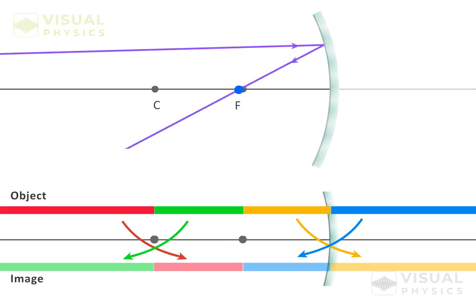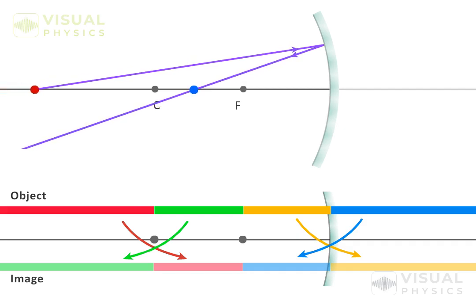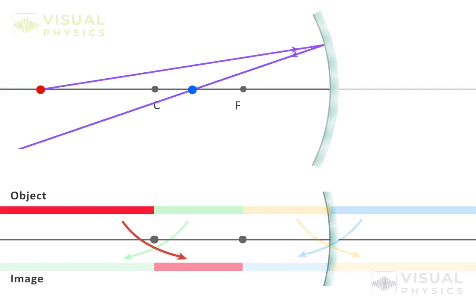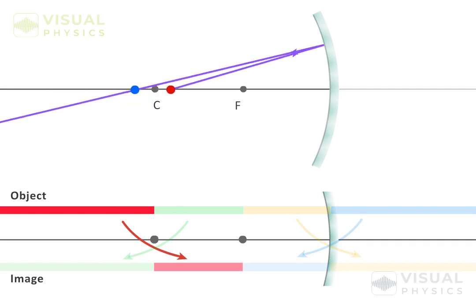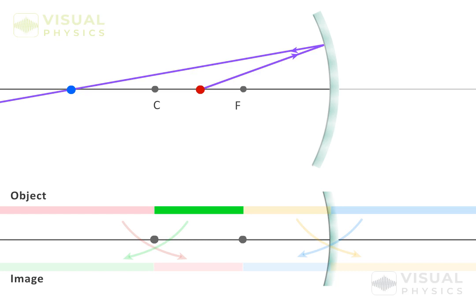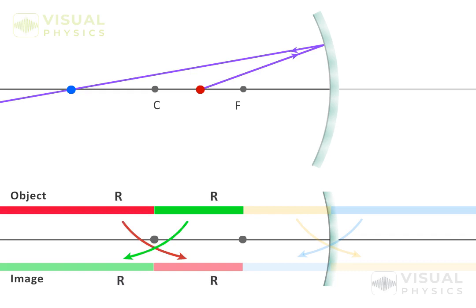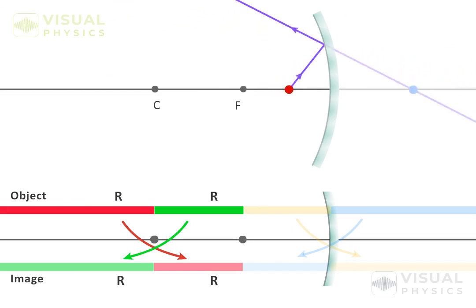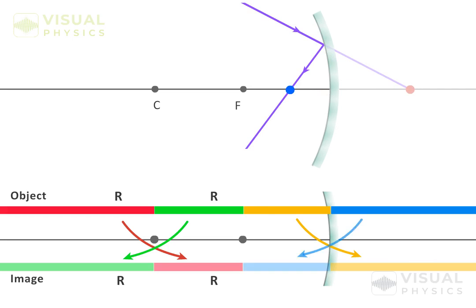To summarize, when the object is in this region, image is in this region. And when the object is in this region, image is in this region. Here both object and image are real. For this part, when the object is in this region, image is in this region. And when the object is in this region, image is in this region. In this case, here the object is real, and the image is virtual. And here the object is virtual, and the image is real.